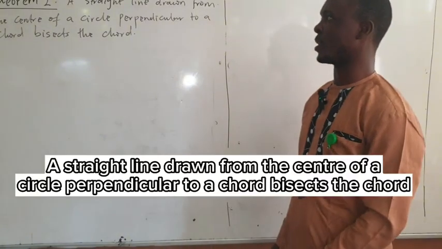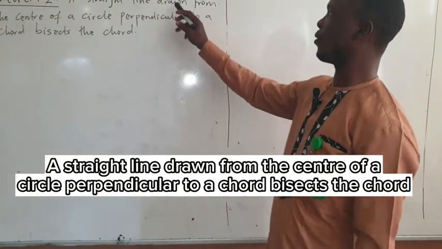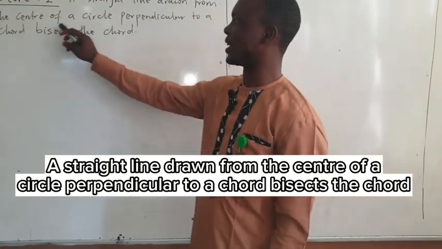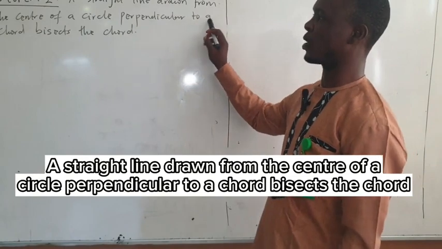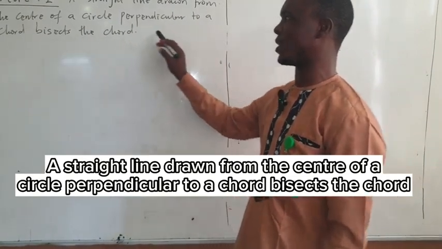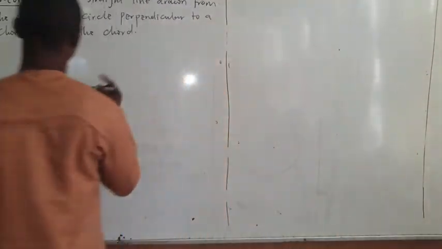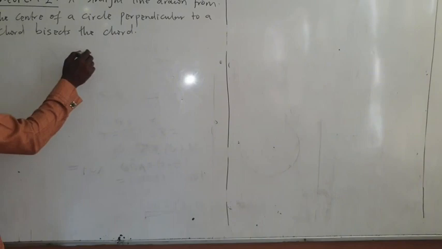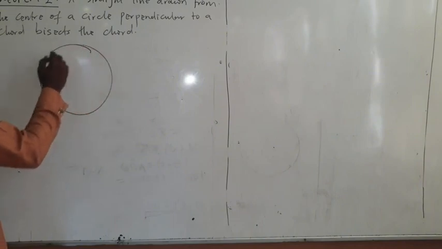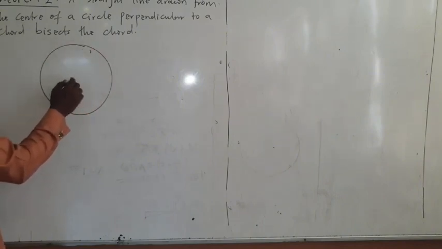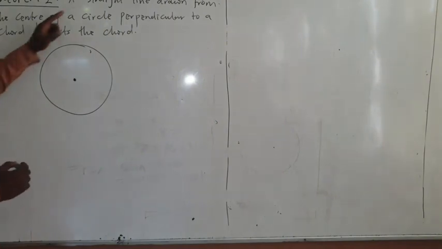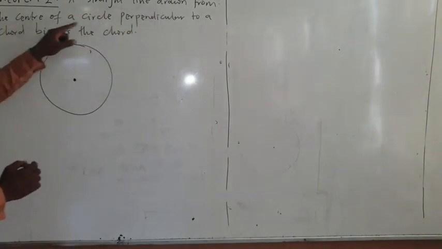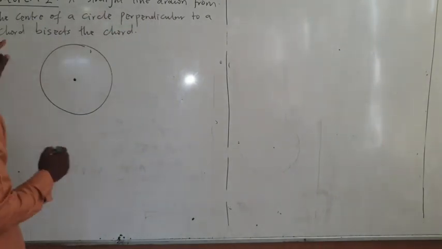So Theorem 2 says a straight line drawn from the center of the circle perpendicular to a chord bisects the chord. So let me interpret this theorem. The theorem says a straight line drawn from the center of a circle. So let's draw a circle. Then we have the center of the circle.